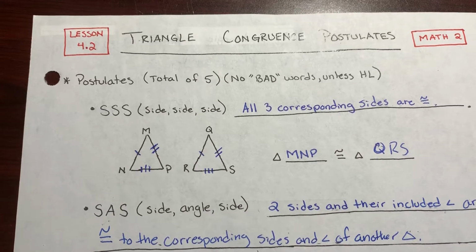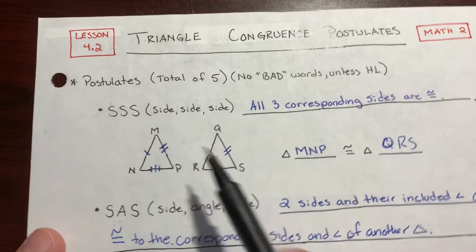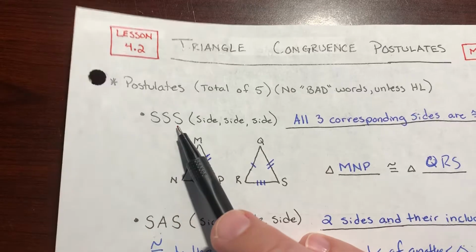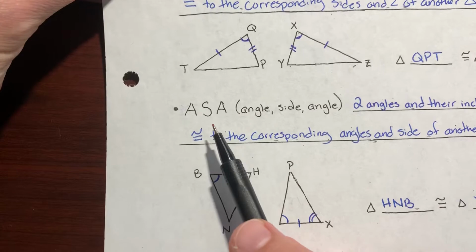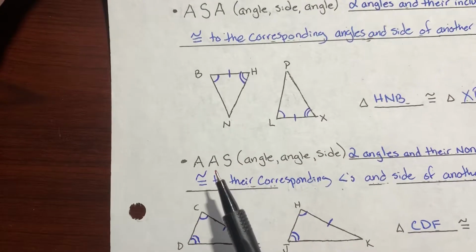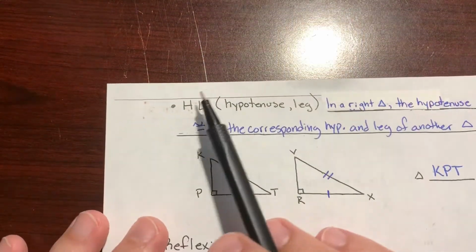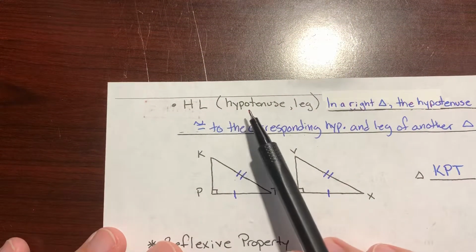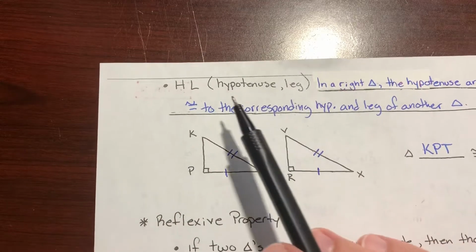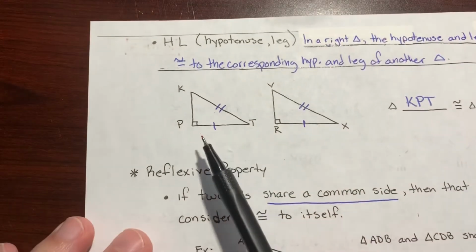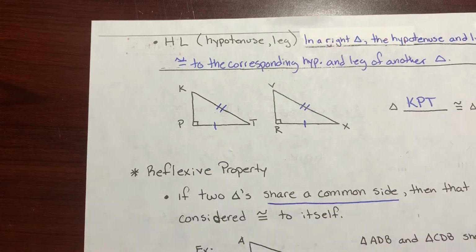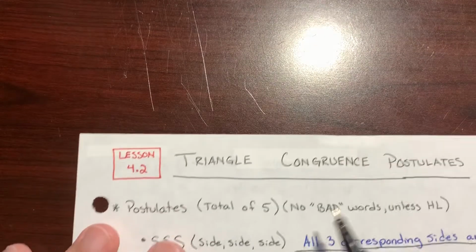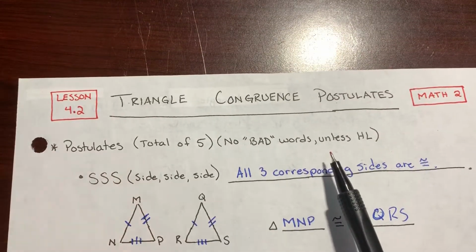Okay, so let's talk about the postulates. First, we have side, side, side, side, angle, side, angle, side, angle, angle, angle, side, and then the fifth one is HL, which stands for hypotenuse leg. The only time you can ever have HL is if it's a right triangle, okay? And if you remember back on the front here, I said no bad words unless HL.